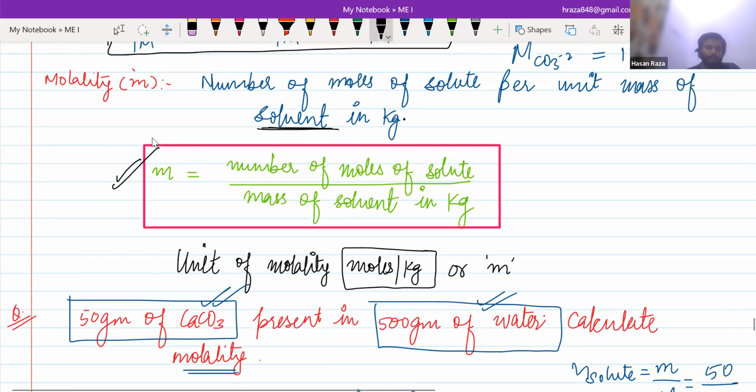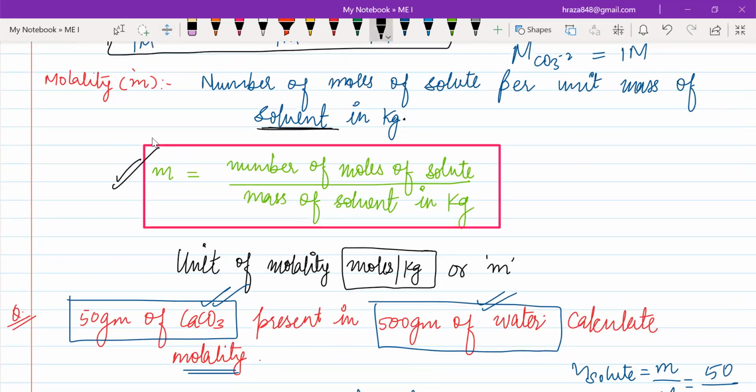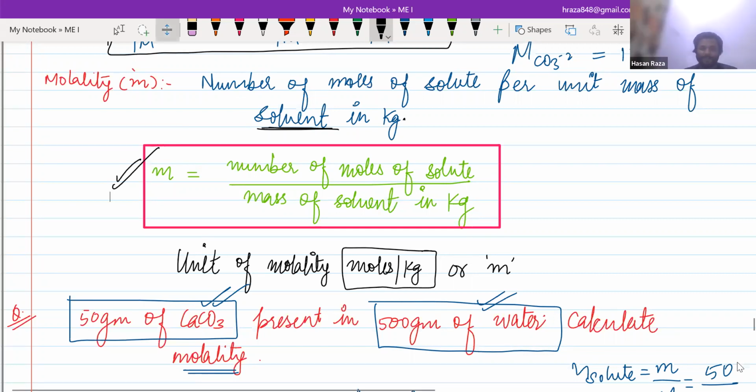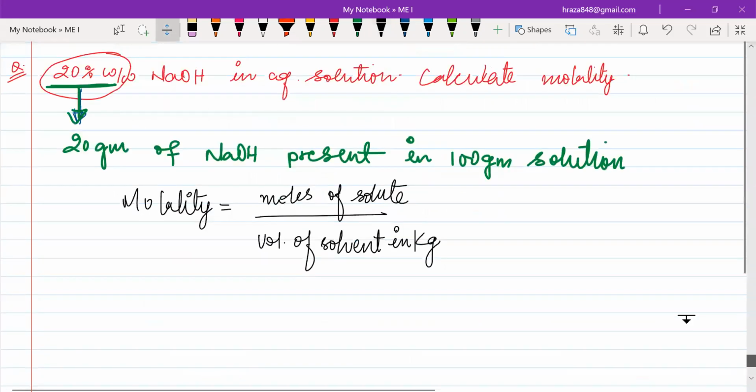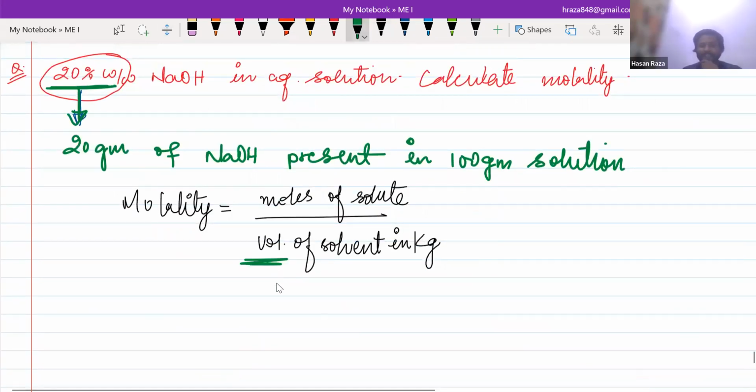Can you read the formula from here? Yes, sir. Please read the formula for me. The number of moles of solute by mass of solvent in kg. And what you just told me. Sir, I said the same thing. You said the same thing. That means I made a mistake here. You told me volume of solvent in kg. That's why I was repeating. It will be mass of solvent in kg, okay?